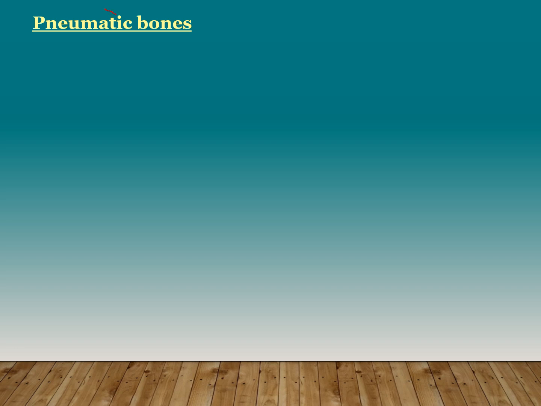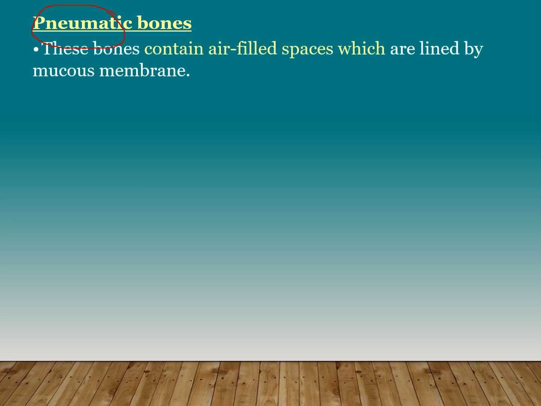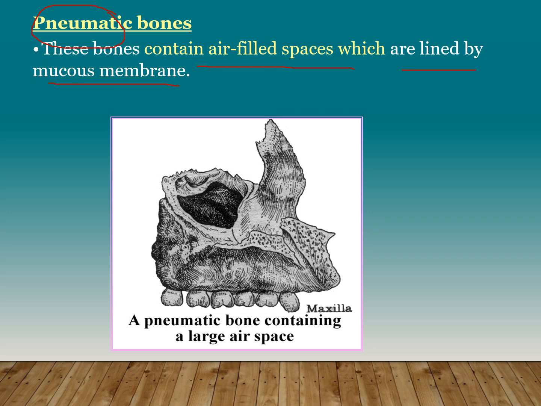Pneumatic bones. What is pneumatic? Think for a second. Pneumatic means containing air. They contain air-filled spaces which are lined by mucous membrane. This is the maxilla, which surrounds the nasal cavity. These pneumatic bones contain air sinuses, filled with air and lined by mucous membrane. Bones lined by mucous membrane like this are called pneumatic bones.